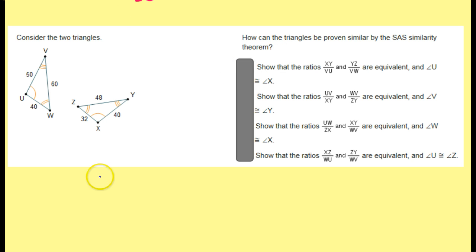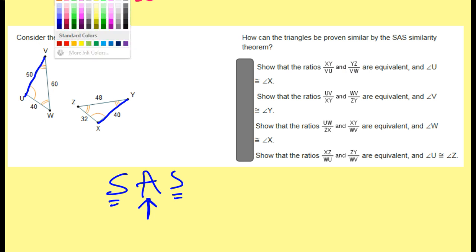Okay, so if we're going to go for side, angle, side, of course we need 2 pairs of proportional sides, but then we need the angle that is between them. So it's all about coloring. We have corresponding sides XY and VU. Alright, so XY and VU would be corresponding.